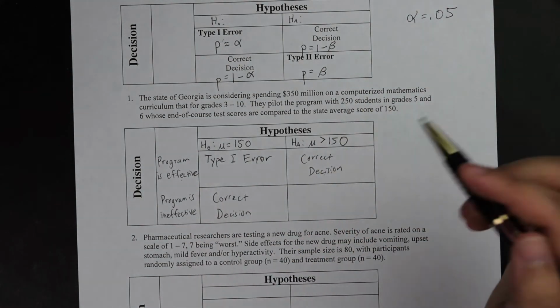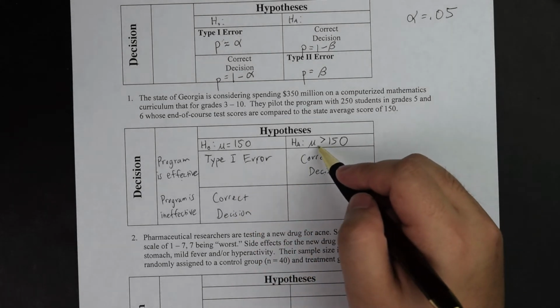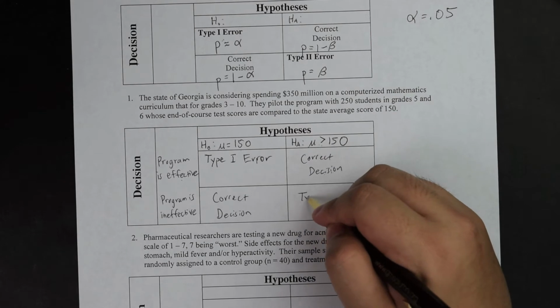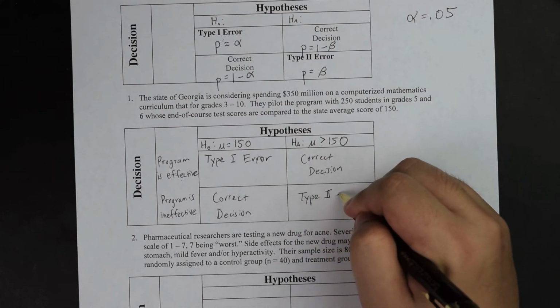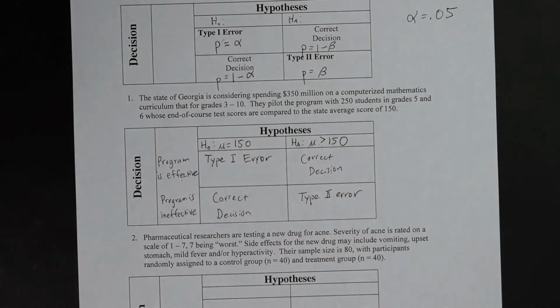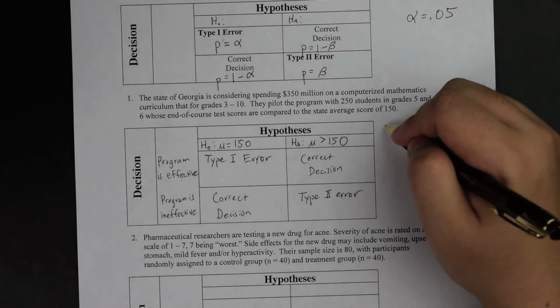But to continue on. Right here, we're stating that the program does work, but we claim that it is ineffective. This is what we call a type 2 error. So type 1 error is basically us stating that the program actually does not work, but we claim that the program is effective.